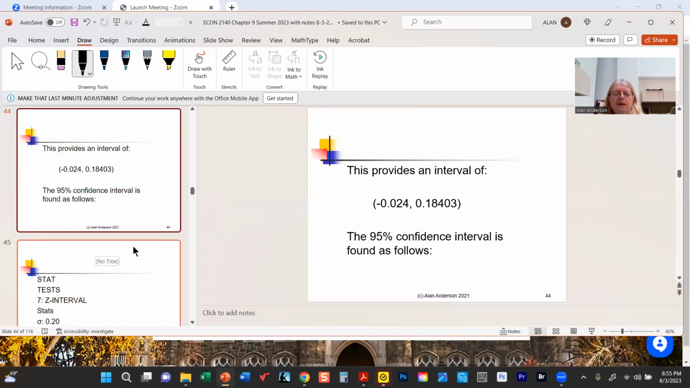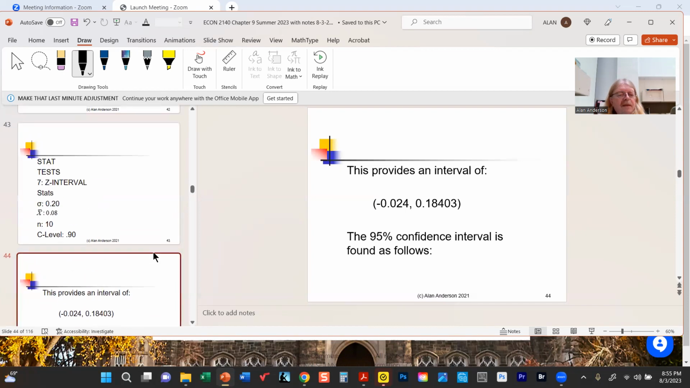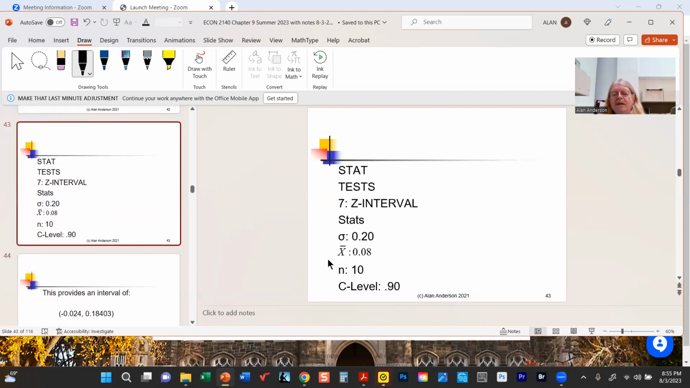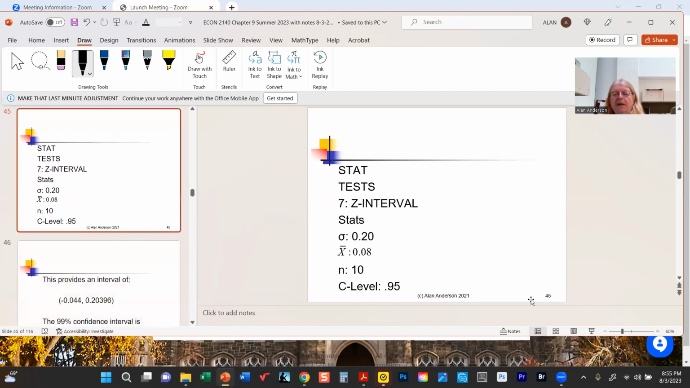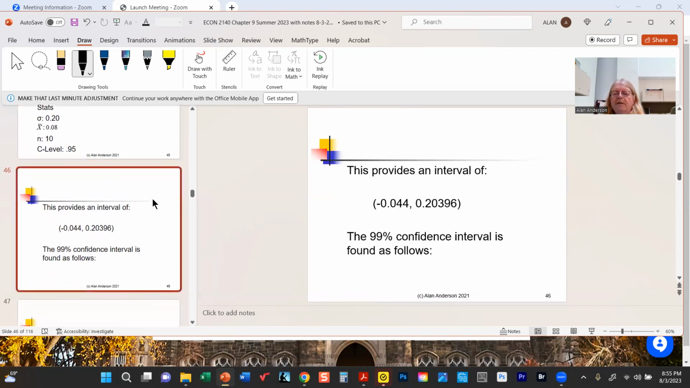Now, let's do the same thing for 90. That was 90. Now we're going to move up to 95. So if you notice, the only thing that's different is here. Everything else is the same. And as we saw earlier, the new interval is right here.